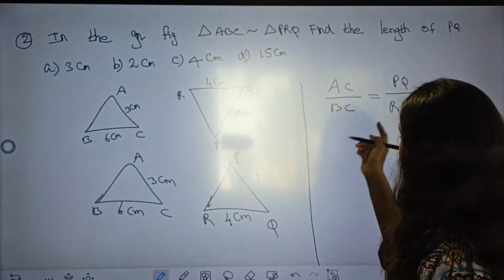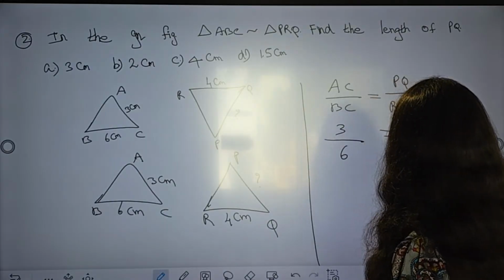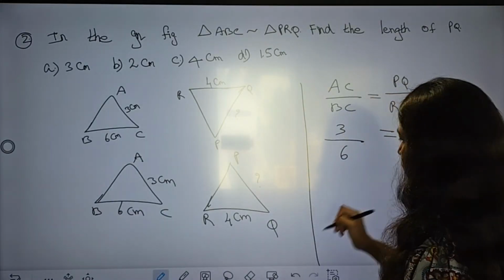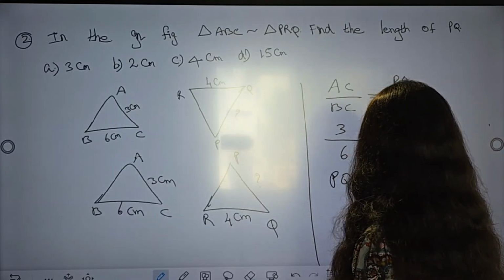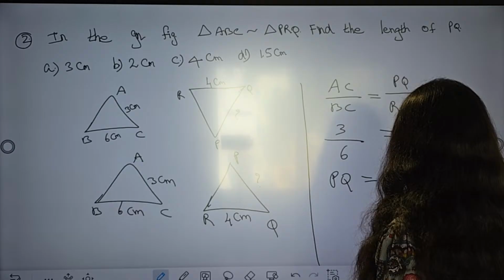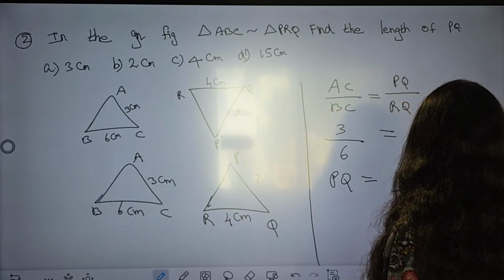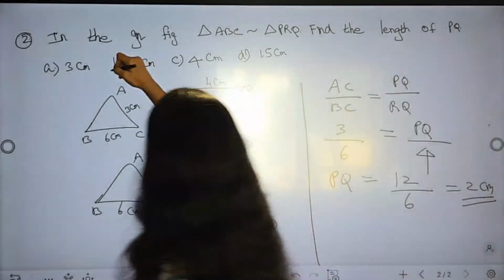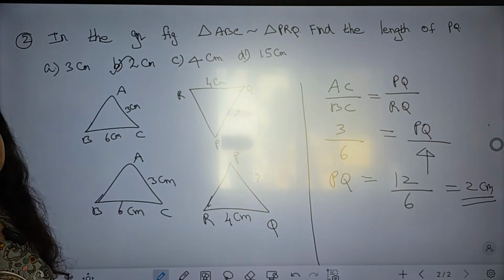Let's substitute it. What is AC? It is 3. What is BC? It is 6. And we need PQ. What is RQ? It is 4. So PQ is 12 by 6, which is nothing but 2 centimeter. So the answer is option B. Right? It's very easy using the similarity of triangles.